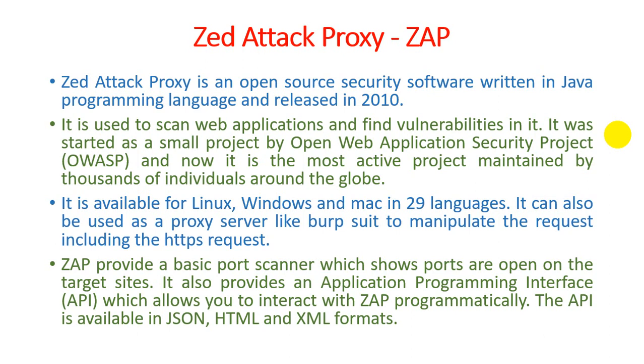It also provides an application programming interface, known as API, which allows you to interact with Zend Attack Proxy programmatically. What is API? We can just say that an API is a set of functions that we can reuse in our system, which can be developed by some organizations. The API is available in JSON, HTML and XML formats, so it works with a combination of three different formats: JSON, HTML and XML.